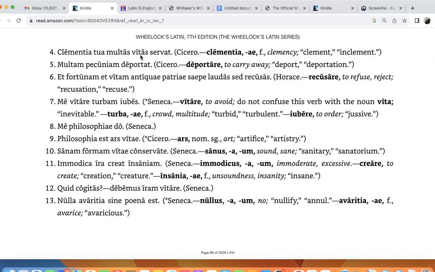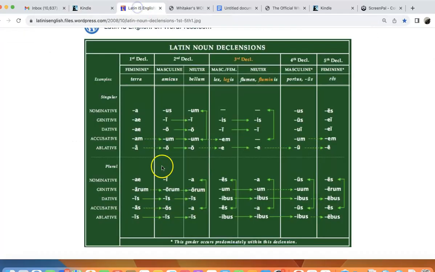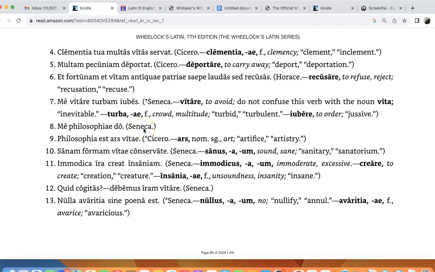So instead of executing or punishing or sending in exile, Cicero believed in right reasoning as moral judgment. He kind of follows Plato: to know is to know virtue. And so tua clementia servat, and then notice the multes vites. So we go to our endings here. Accusative plural is es, and so that tells us it's many lives. So multes vites. So your clemency saves many lives.